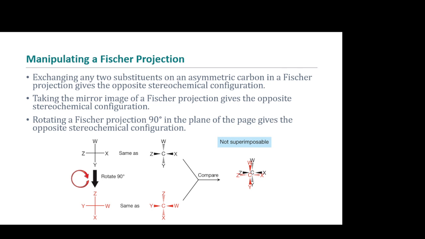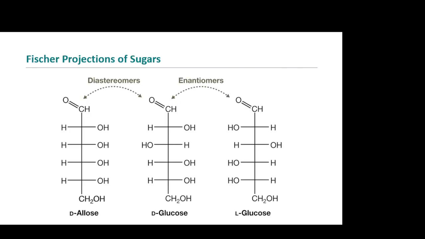If you rotate a Fisher projection 90 degrees in the plane of the page, it's actually going to give you the opposite stereochemical configuration as well. Because you'd actually be flipping the whole thing into a mirror image. That's actually how a mirror image would work for a Fisher projection, in case you're wondering. So these right here are Fisher projections for different sugars. And what we can see here is we can very quickly do enantiomers and diastereomers of each other.